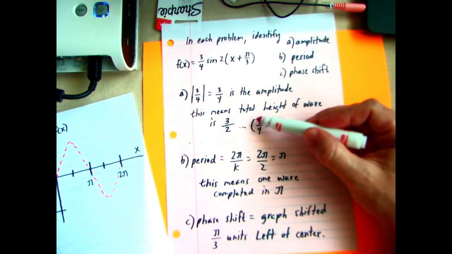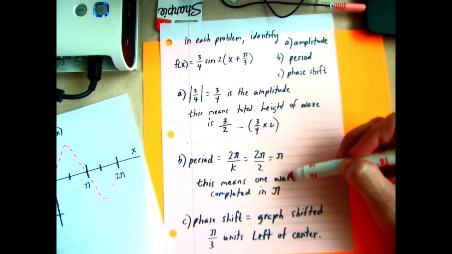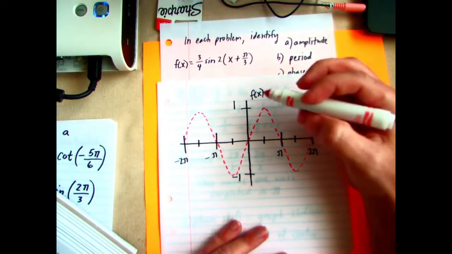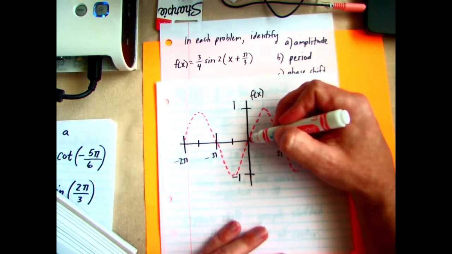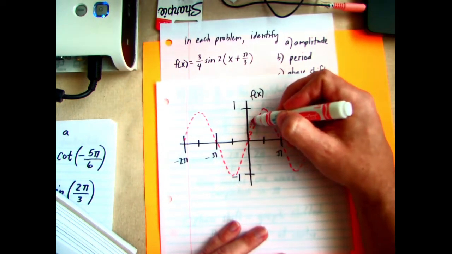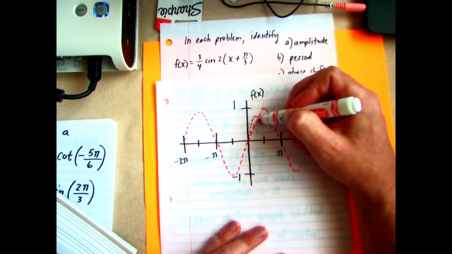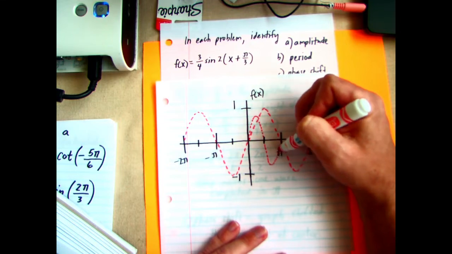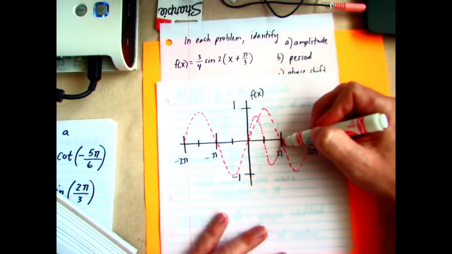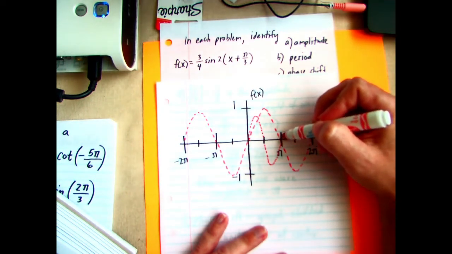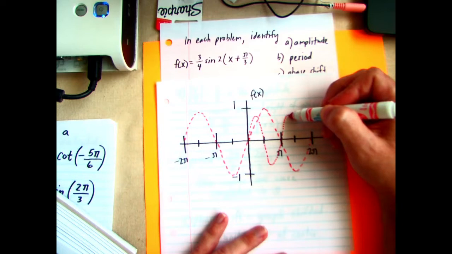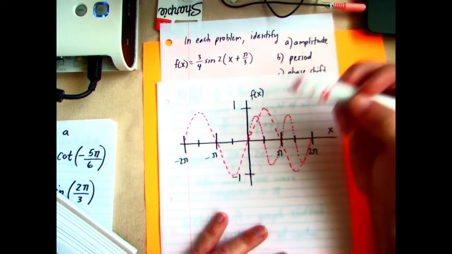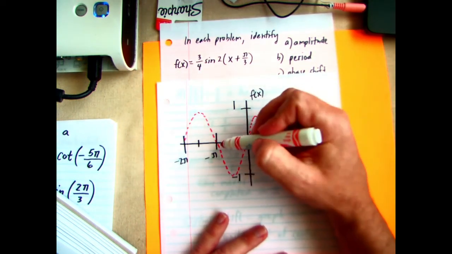Our amplitude is 3/4, which means middle of the curve to the very top is 3/4. Middle of the curve to the very bottom is also 3/4. So how's that going to look? Well, I pencil it in, and I'm also going to apply my period. My period is pi. So not only did I apply my amplitude of 3/4, but I applied my period of pi. So in a pi distance, one complete wave occurs. That means in a 2 pi distance, 2 complete waves will occur.